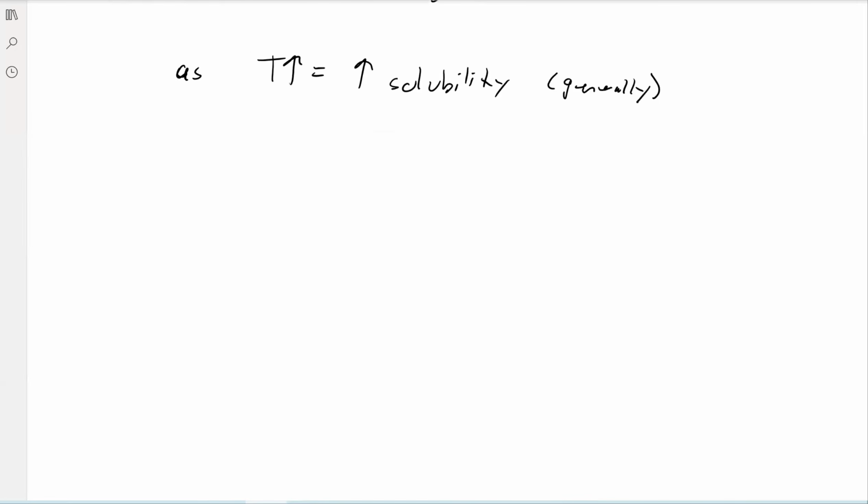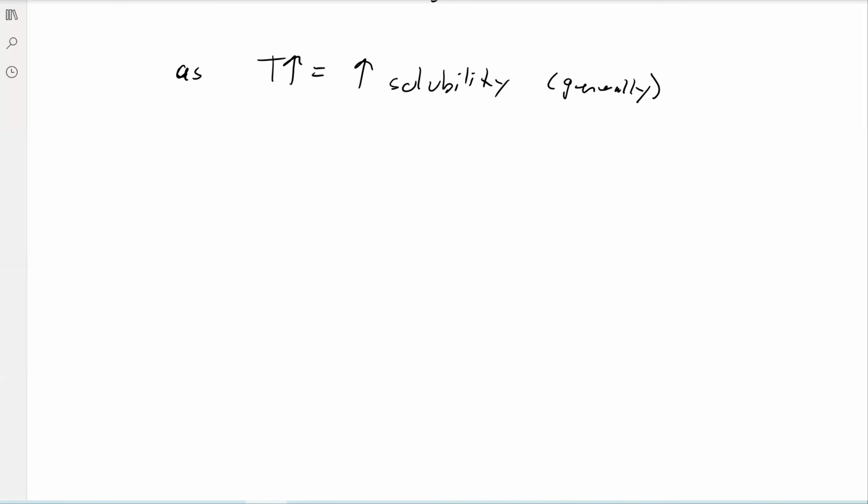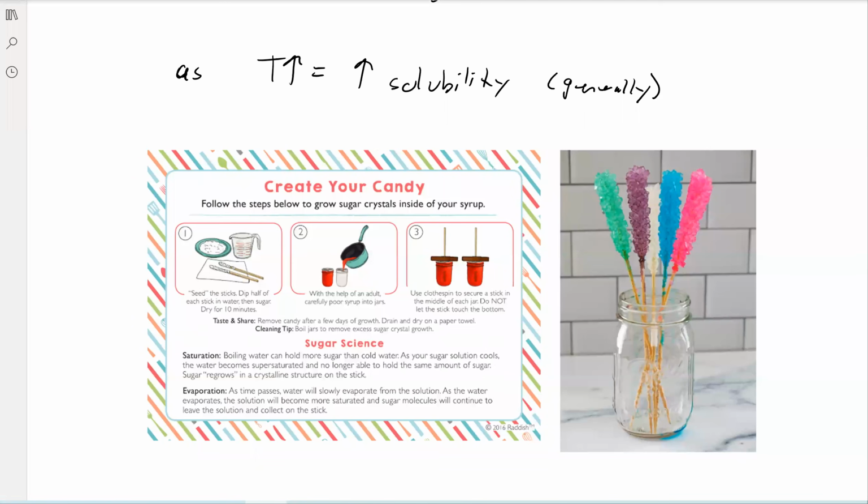This would paste in here. All right, there we go. Right, you can grow your own rock candy. And basically what you do is you just make a supersaturated solution of sugar by heating some water, and then you stick some string in there, and then the sugar eventually crystallizes out. And you can see right there, saturation. Boiling water can hold more sugar than cold water, right? That's what we just talked about. And so you can use that to create some rock candy.